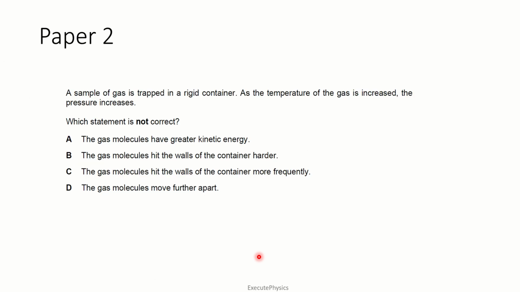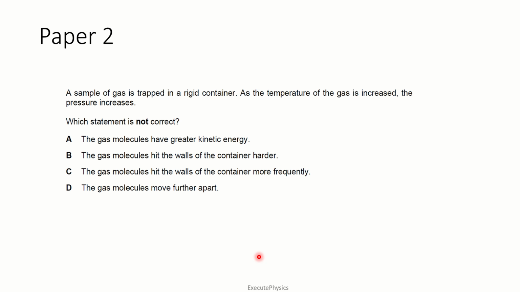So the first question is from paper 2. The question says a sample of gas is trapped in a rigid container. As the temperature of the gas is increased, the pressure increases. So it is a rigid container with a sample of gas, so the volume is constant in that container. And in that container with the volume constant, the temperature is increased. So what happens? The pressure also increases. The question says which statement is not correct?